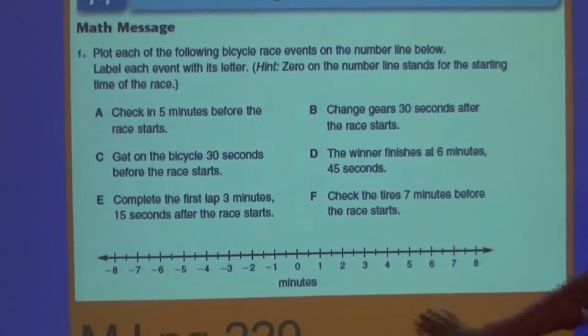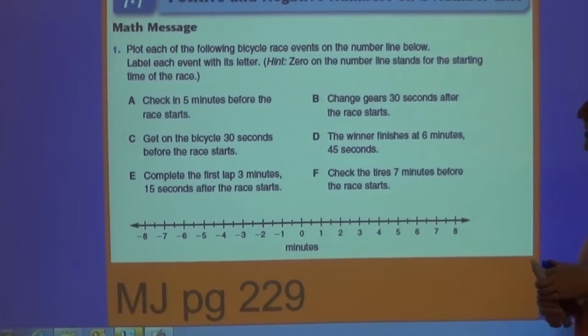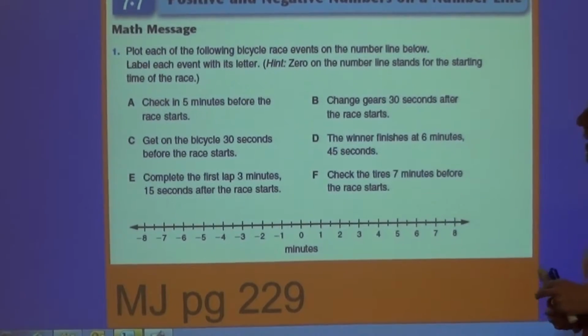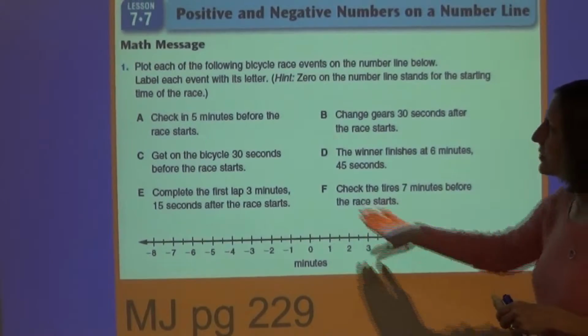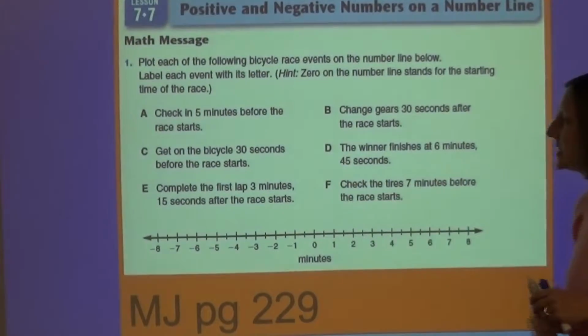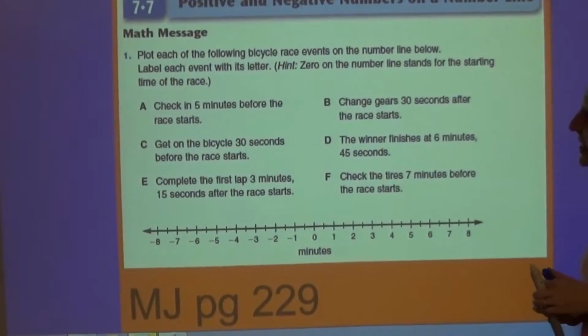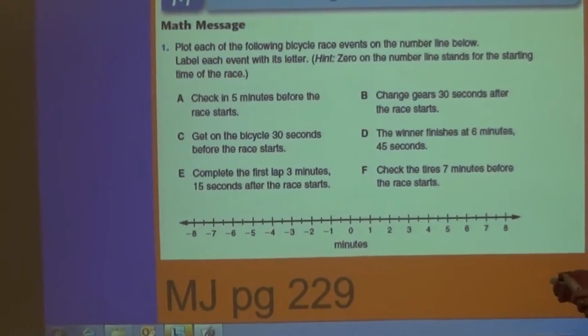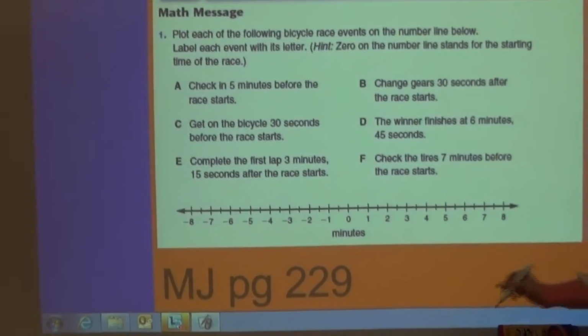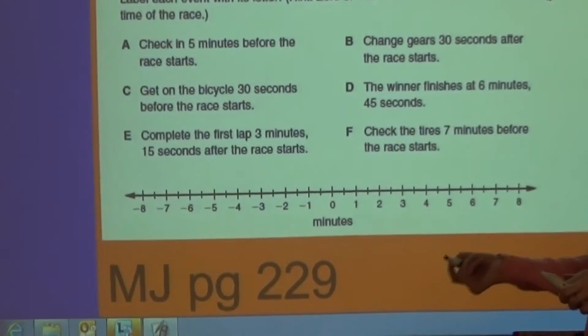On your math message, this is on page 229 in your math journal, you're going to be using the number line and looking at these different scenarios. So the first one says, check in 5 minutes before the race starts. So on the number line, you need to think about where that would be.